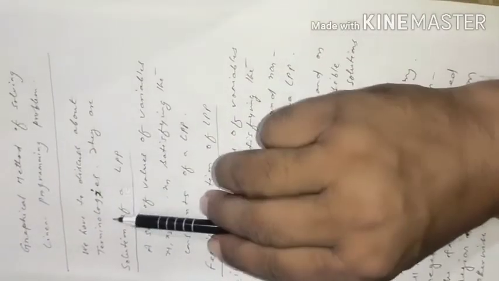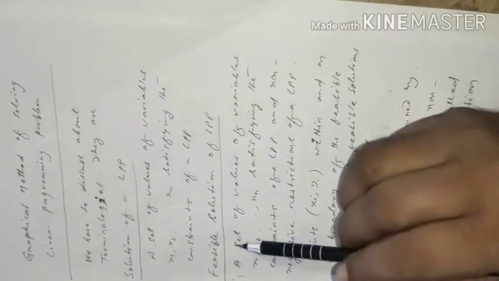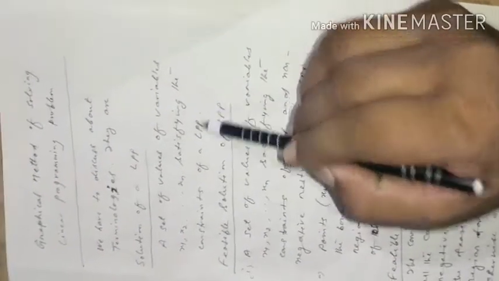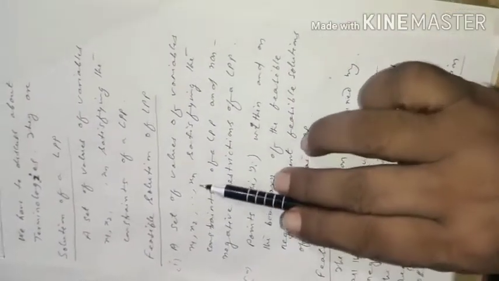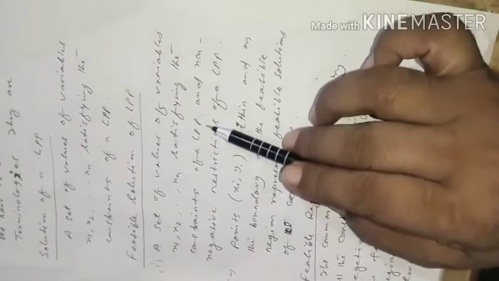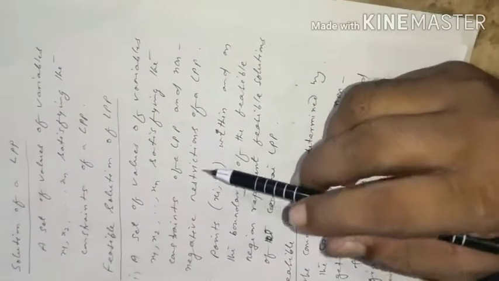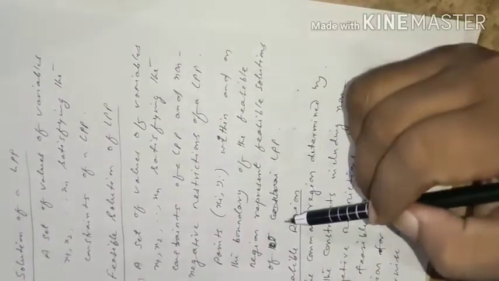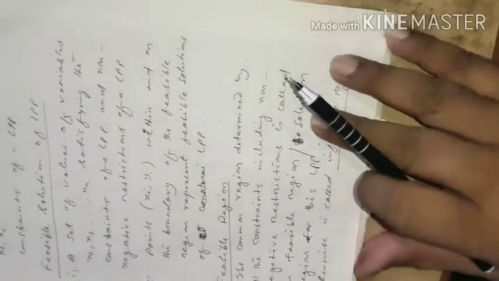We have to discuss first the terminologies. The first is the solution of a LPP. What is a solution of a LPP? A set of values of variables x1, x2 up to xn satisfying the constraints of a LPP. What is a feasible solution of a LPP? A set of values of variables x1, x2 up to xn satisfying the constraints of the LPP and the non-negative restrictions of the LPP. And those points xi, yi within and on the boundary of the feasible region represent feasible solutions of the LPP.